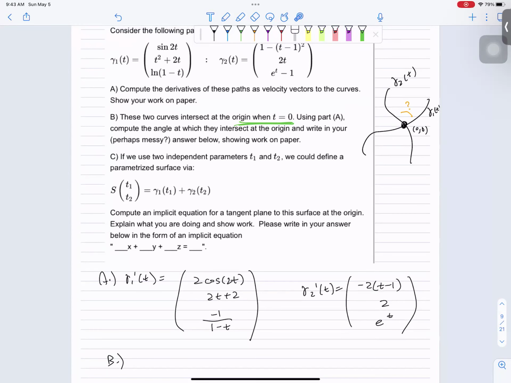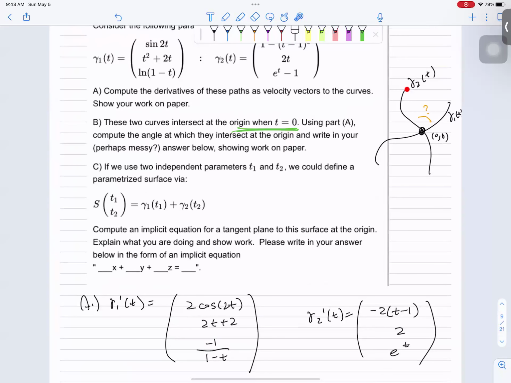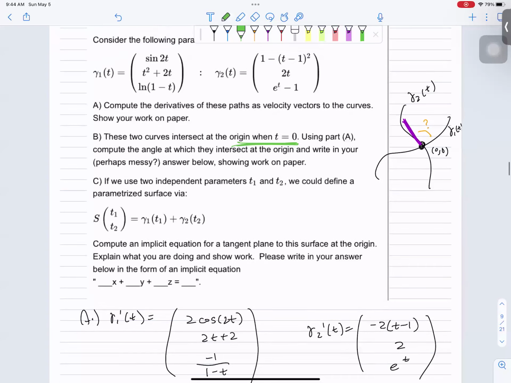Well, first of all, you have these two curly curves. How are you supposed to find the angle between two curly things? You can't. We need straight vectors. So in order to find the angle at which these curves intersect, I need some straight vector here that comes from gamma 2, and I need some vector here that comes from gamma 1.